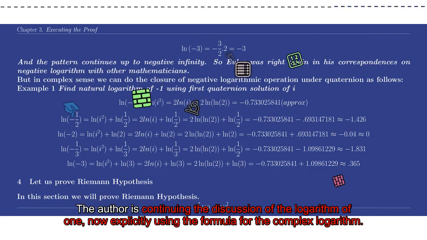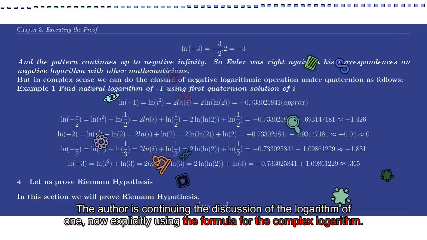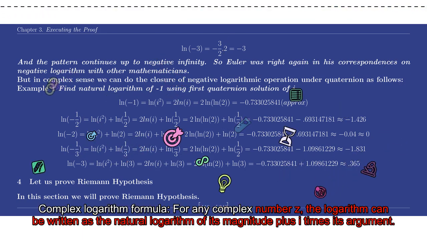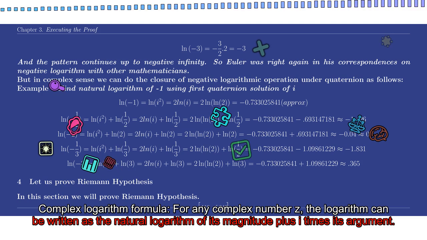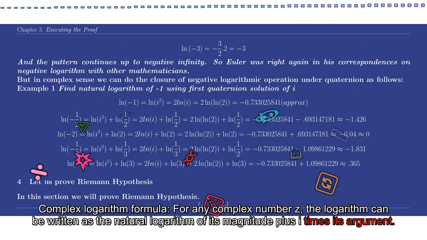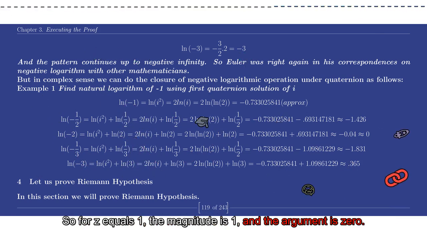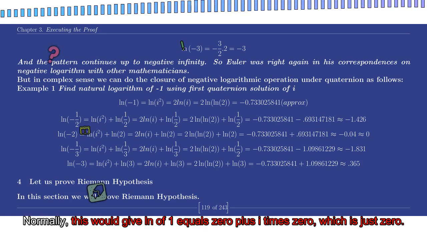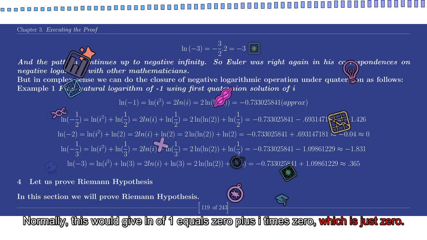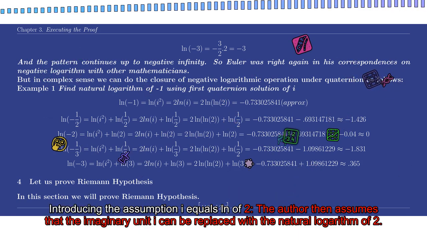The author is continuing the discussion of the logarithm of 1, now explicitly using the formula for the complex logarithm. Complex logarithm formula: for any complex number z, the logarithm can be written as the natural logarithm of its magnitude plus i times its argument. So for z equals 1, the magnitude is 1 and the argument is 0. Normally, this would give ln of 1 equals 0 plus i times 0, which is just 0.